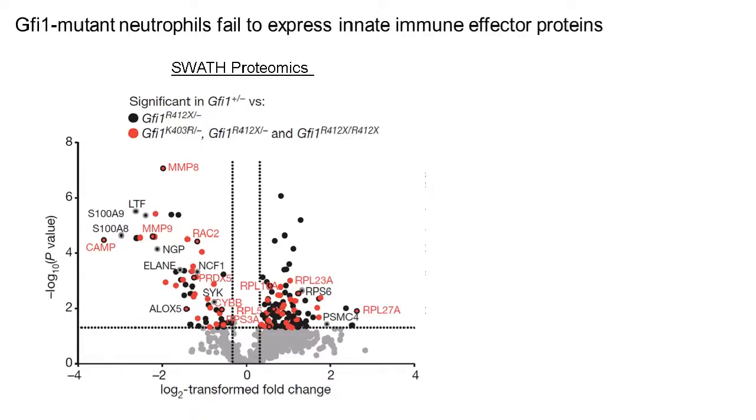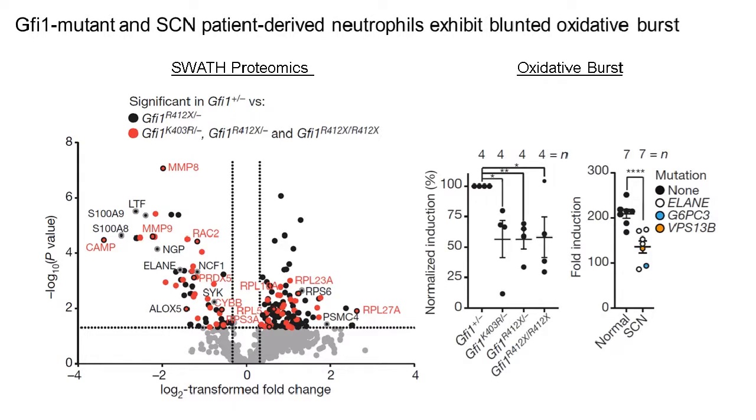So to investigate this, we isolated mature neutrophils from our mice and performed swath proteomics. We note a significant loss of neutrophil effector proteins, including many granule proteins and members of the NADPH oxidase complex. And this complex is responsible for forming reactive oxygen species to kill engulfed pathogens. So we tested the neutrophils isolated from our mutant mice for their ability to perform oxidative burst and found a significant defect. This extended to neutropenic patients as well. Our results identify an explanation for why neutropenic patients remain susceptible to recurrent infections.